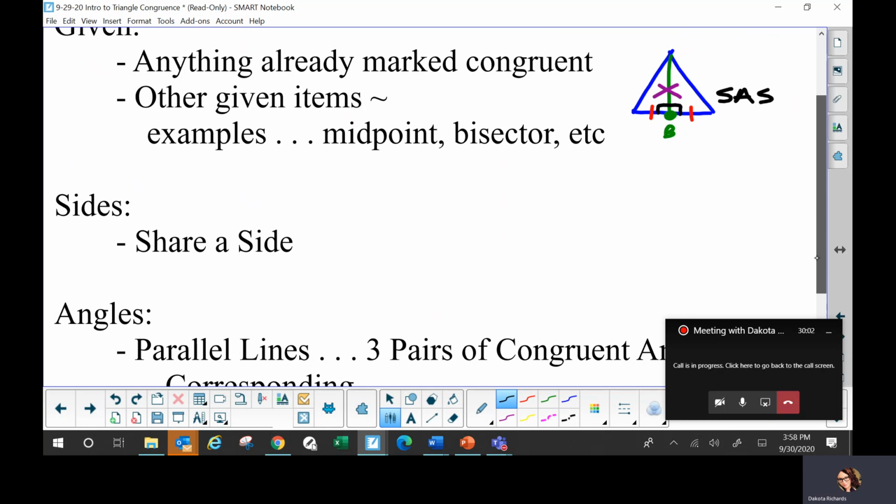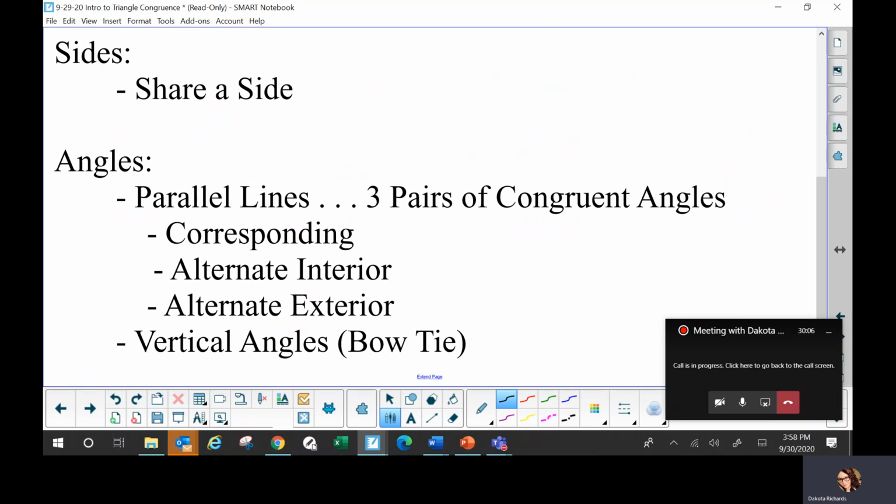Sometimes you're going to be given this bow tie situation. Basically, something like that. That's going to create vertical angles. Also, you're going to have parallel lines, and those create a bunch of different types of angles. So just watch out for those. I will try to guide you in the right direction on those kind of questions.